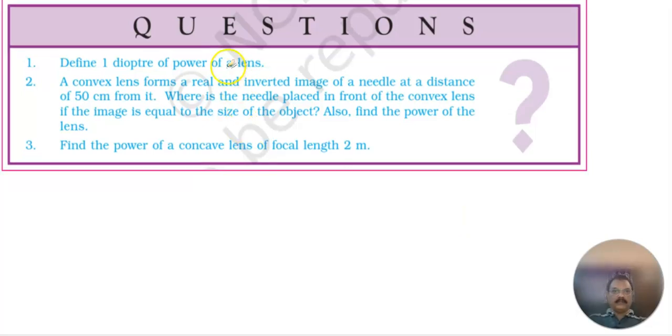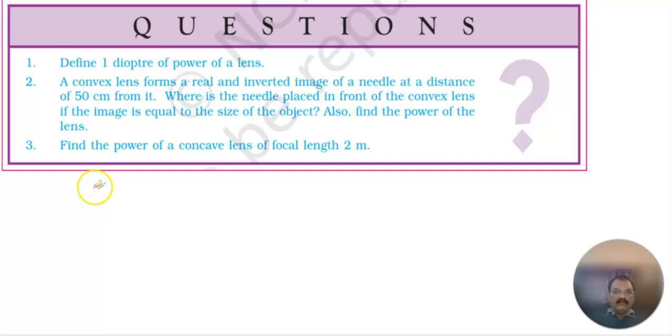These are the three questions I am going to solve now, given in the class 10th textbook. Define one diopter of power of a lens. The definition of a diopter: power is the reciprocal of focal length. Our ability to converge or diverge a beam is called the power of a lens. One diopter is the unit of power. One diopter is that power whose focal length is 1 meter.